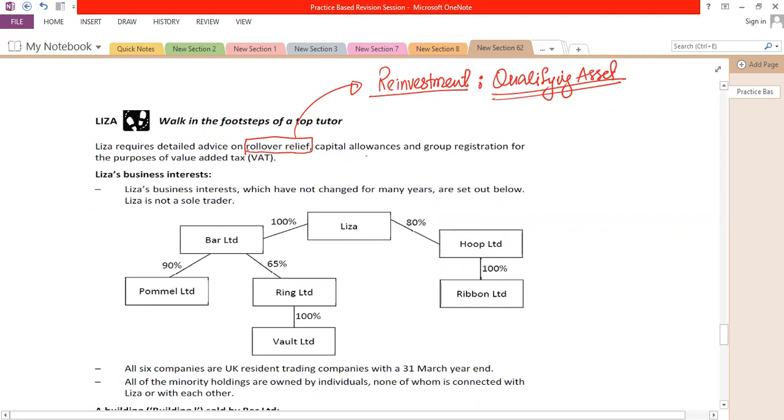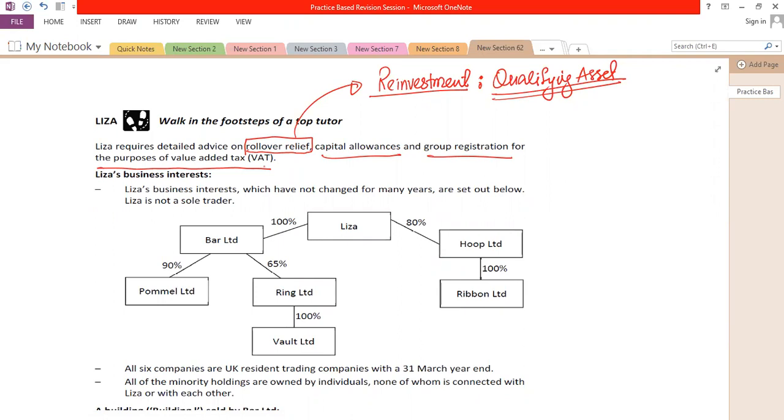Second issue is capital allowance. And third one is group registration for VAT. So again, it's a group-based question. Lisa's business interests, which have not changed for many years, are set out below. Lisa is not a sole trader.